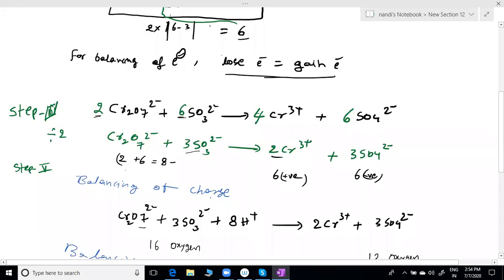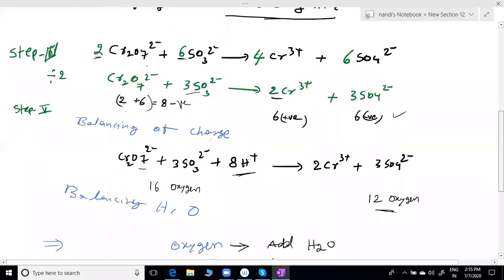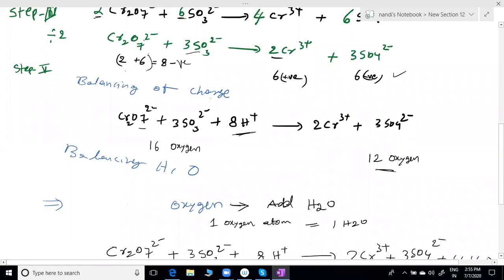Now we are balancing charge. So left side charge must equal right side charge. Here the left side has 8 negative charge, but the right side is 6 positive, 6 negative, 0. To neutralize negative charge in acidic medium, we have to add H plus ions. How much positive charge you need, that many H plus ions we add. So here 8 negative charge: 2 minus, then 3 into 2 minus is 6, total 8 negative charge. So 8 negative charge is balanced by 8 H plus ions.